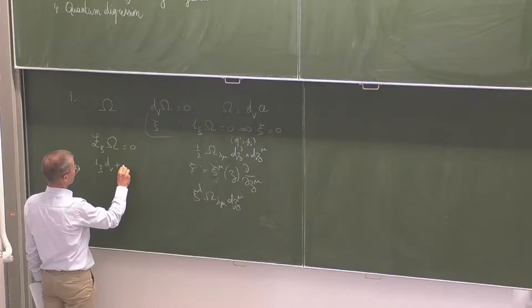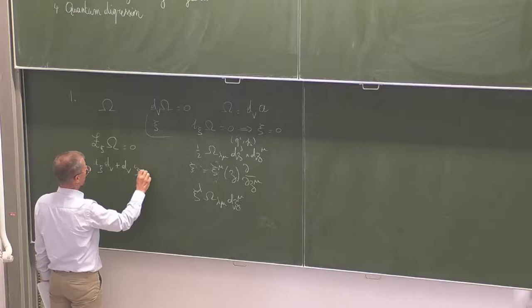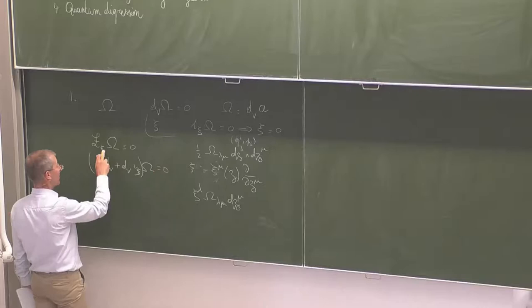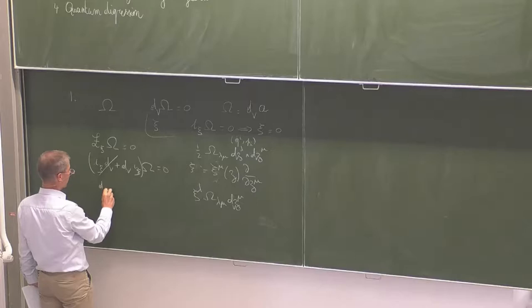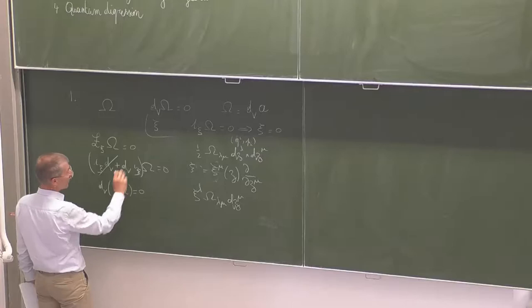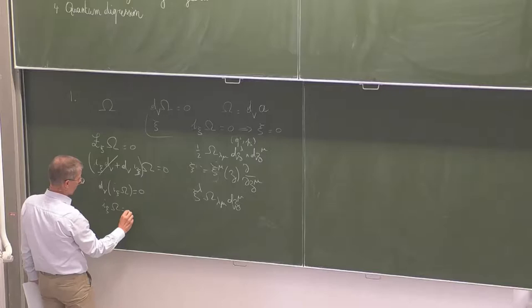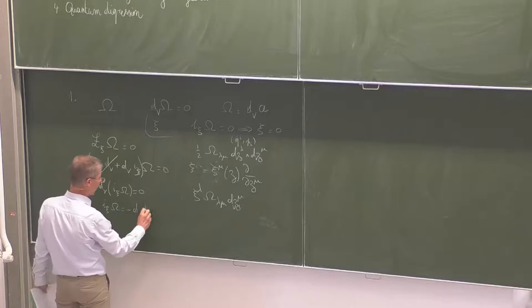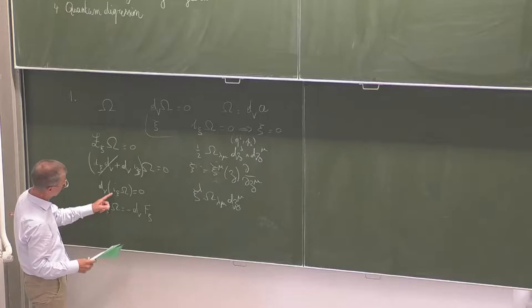Now, we know that this is the same as dv delta xi omega, equal to zero, because that's an identity. And since dv omega is closed, this is equal to zero. So we get that, which means, since I'm assuming no topology, that there is an F, which I will write Fxi, such that this identity holds.